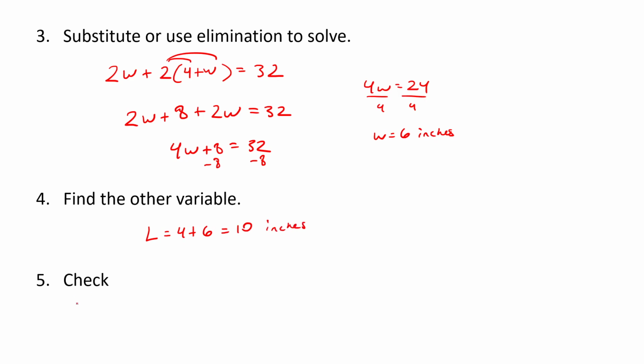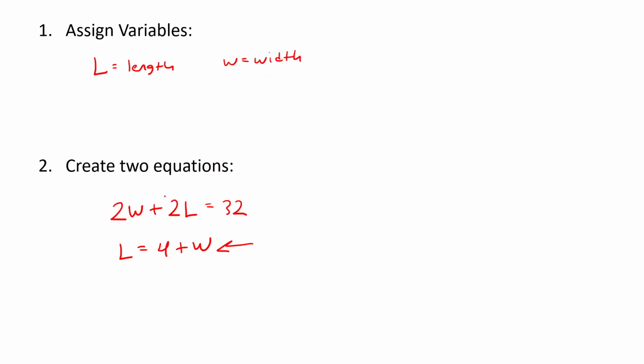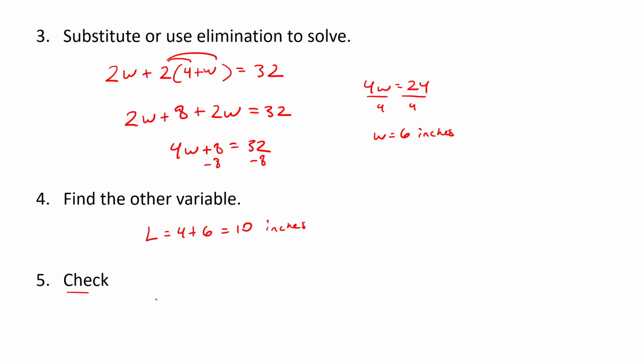Okay, and then we want to check. Well, we already used this equation to solve for L, so now let's use this equation to do our check. So 2 times the width plus 2 times the length should give us 32. And sure enough, it does. 2 times 6 is 12, 2 times 10 is 20, and 12 plus 20 is going to be 32. That's going to work out.